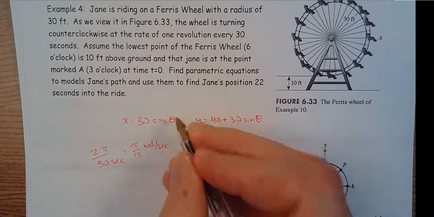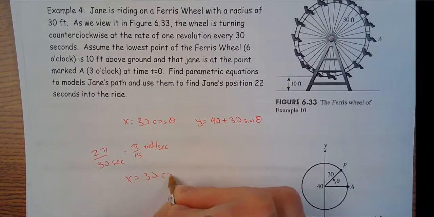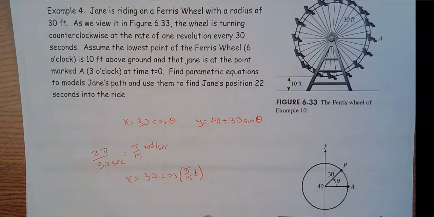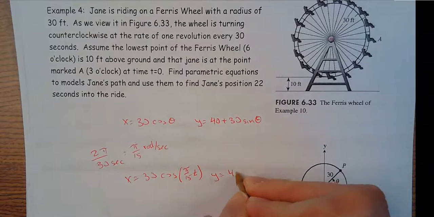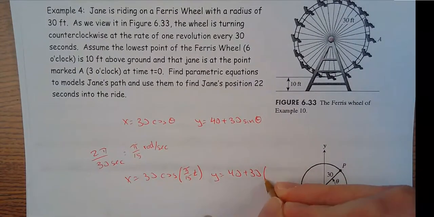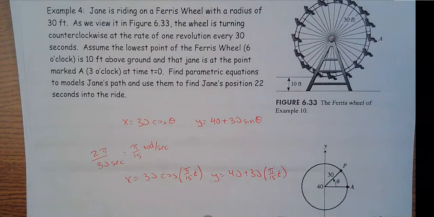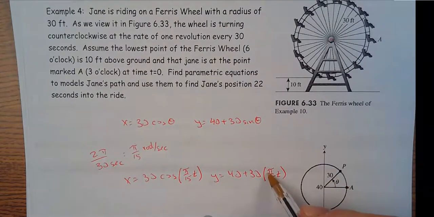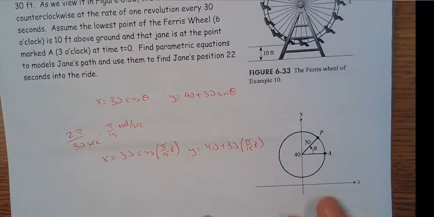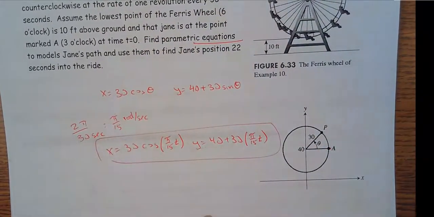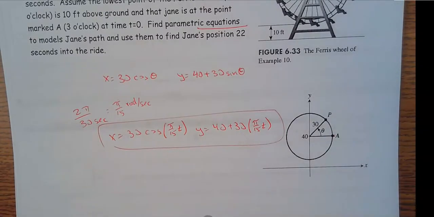So I'm going to do x equals 30 cosine, and inside here I'm going to do pi over 15 times time. And then y equals 40 plus 30 sine, and in parentheses for theta, I'm going to have pi over 15 times time. That way, if I plug in 30 seconds and multiply this out, it'll be 1 full revolution. So there's my parametric equations that model it. There's my first answer.